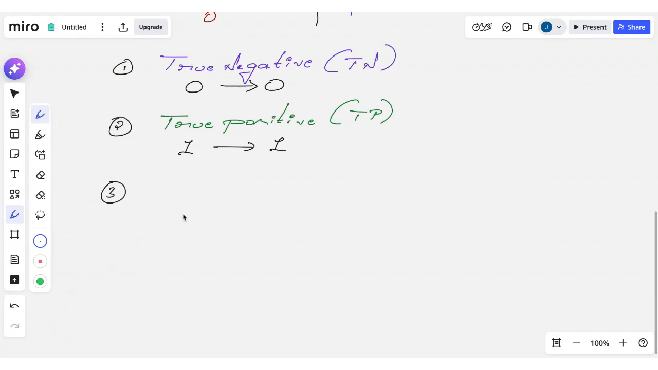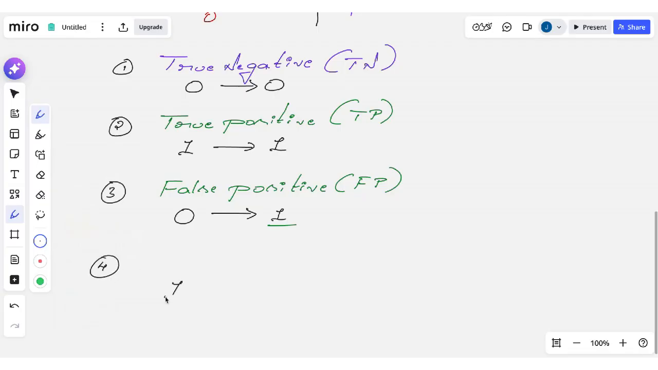Let's say actual is 0 and your predicted is 1. False positive. It's actually wrong, predicting wrong. So I call it a false. And what is it predicting? 1. 1 is nothing but a positive. So we call it a false positive. Hope you are getting it. Next one.